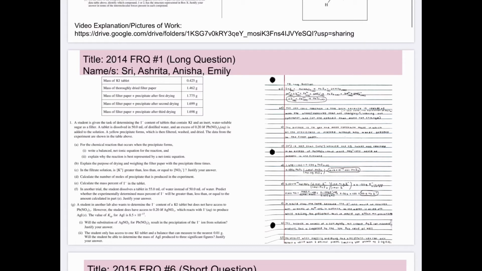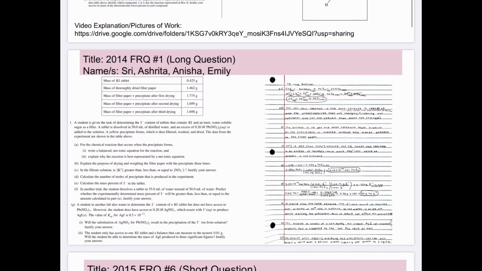In order to find the number of moles of precipitate that is produced in the experiment, we had to subtract the mass of the filter paper plus precipitate after the third drying minus the mass of the thoroughly dried filter paper to find the amount of grams of lead iodide, and we got 0.236 grams. So next we did stoichiometry to find the number of moles of potassium iodide, and we got that it was 5.12 times 10 to the negative 4 moles.